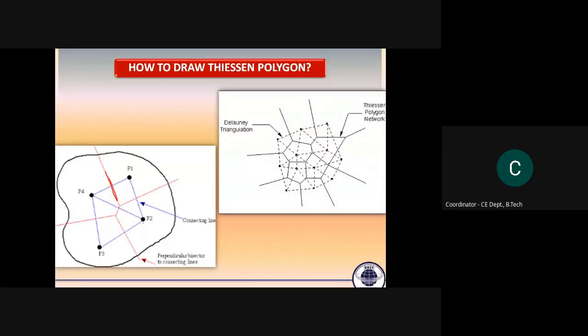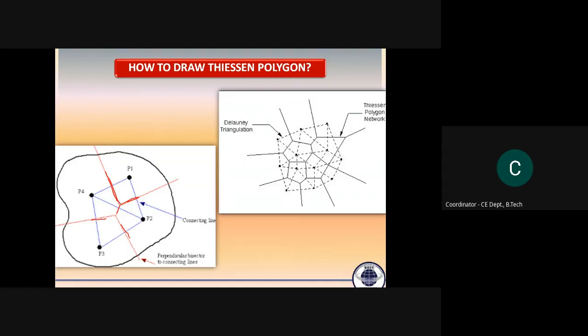Similarly, for this line, draw another perpendicular bisector. For this line, draw a perpendicular bisector. For this line, draw a perpendicular bisector. And for this line, draw a perpendicular from the center of the line. Yes, from the center. It should be from the center of the line. Now join all these bisectors.